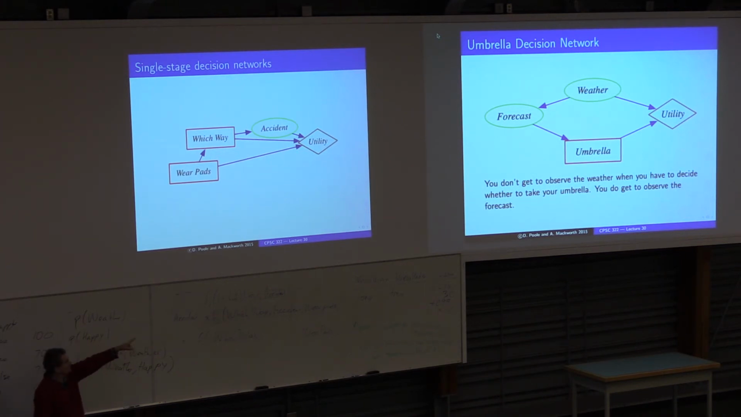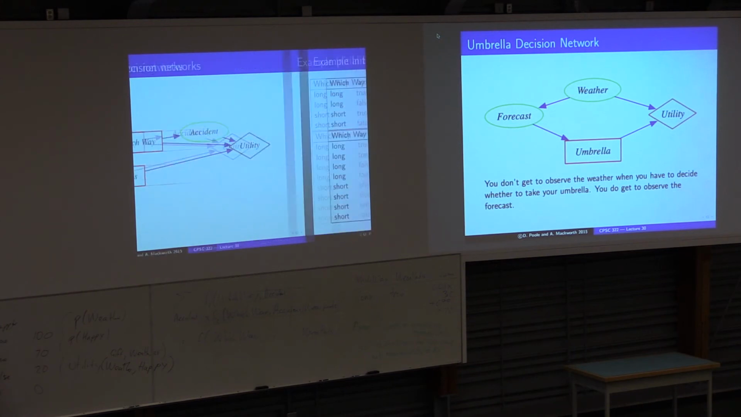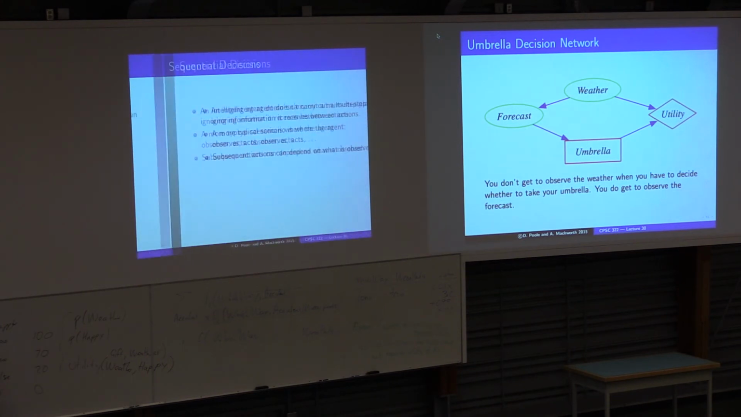But you do get to observe the forecast, and you've got to work out what to do as a function of the forecast. So here's this model that says I've got to decide whether to bring an umbrella. I'm going to see the forecast. The forecast depends on what's happening in the atmosphere, the weather. My utility doesn't depend on the forecast, but rather on whether I get wet or whether I have the umbrella. Okay, does that make sense? So let's wait a minute.